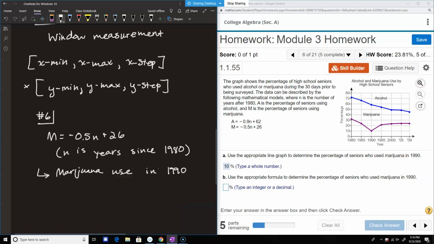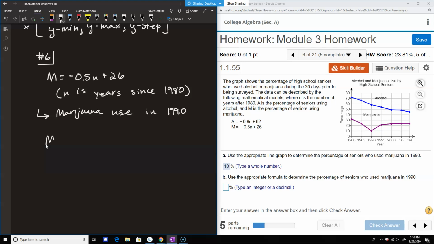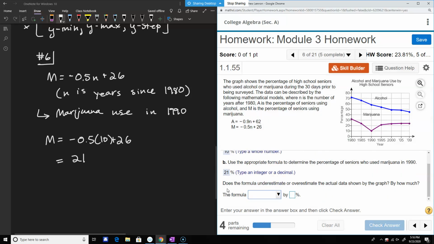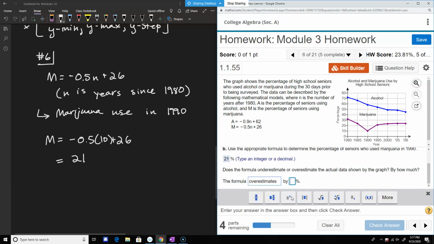So we go ahead and do that. M is negative 0.5 times 10 plus 26, so that's negative 5 plus 26, which comes out to 21. So we're getting something that's quite a bit off there, not a very good estimate to the true value. But it does appear that there's a little dip there, so that might be the spot where you're going to be most inaccurate. Okay, so the formula is overestimating because it's picking a higher value, 21 versus 10, and it's overestimating by 11%, the difference between the two.